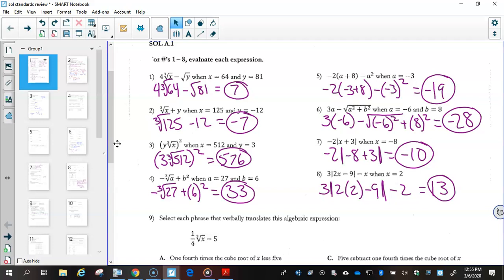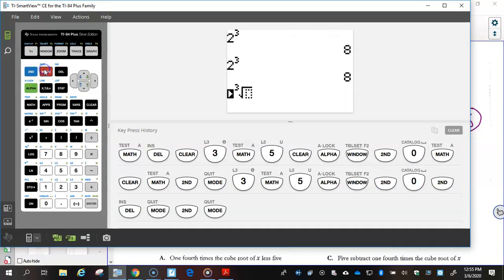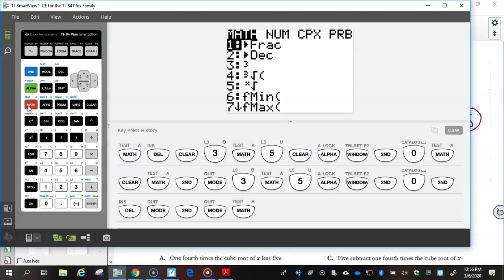If you still need this, go back. On your calculator, if you go into math and hit the number 4, that's where your cube root is. You can't do the square root with a cube outside of it. It's not the same thing. Yeah, because you get an error. Right. So use number 4 for your cube root.